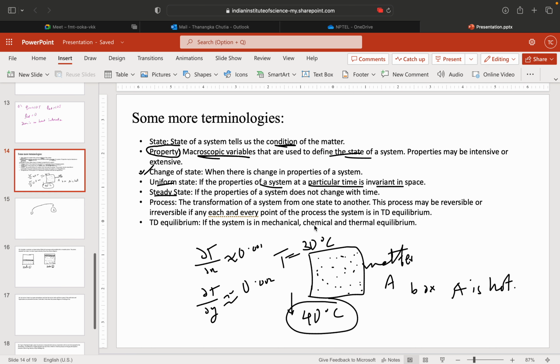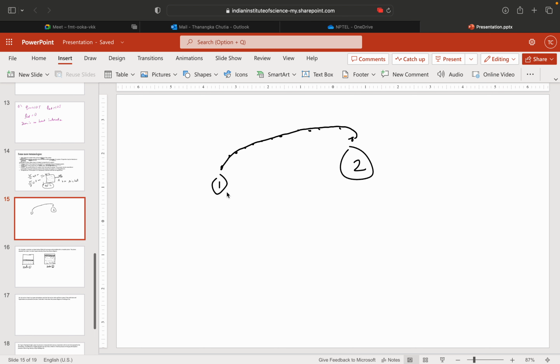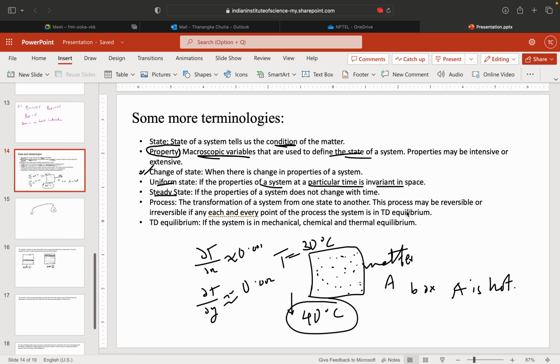But in this entire course, you just have to keep in mind these are the things you will be facing in a viva. After 4 years or whatever, if you are interested in further studies, you will be facing such types of questions. So a process is the path along which the change of state takes place, and this process may be reversible or irreversible.